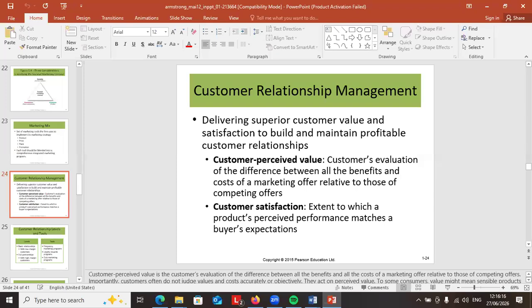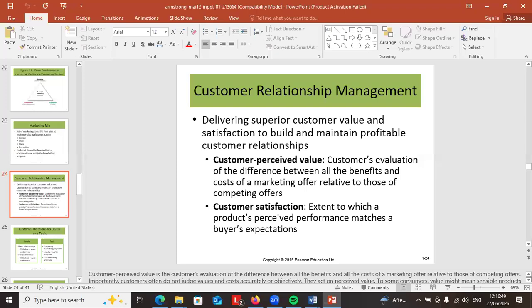So this brings us to the perspective of customer perceived value. Please take note of all these concepts. You'll be seeing them in your end of semester exam objectives. Now, customer perceived value is the customer's evaluation of the difference between all the benefits and all the costs of a marketing offer relative to those of competing offers.